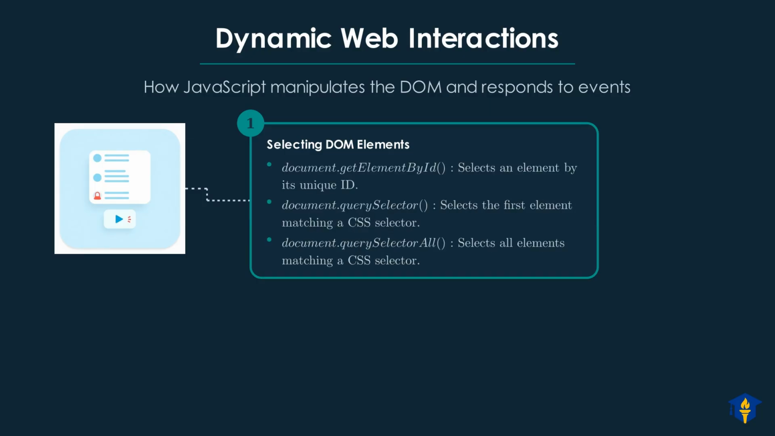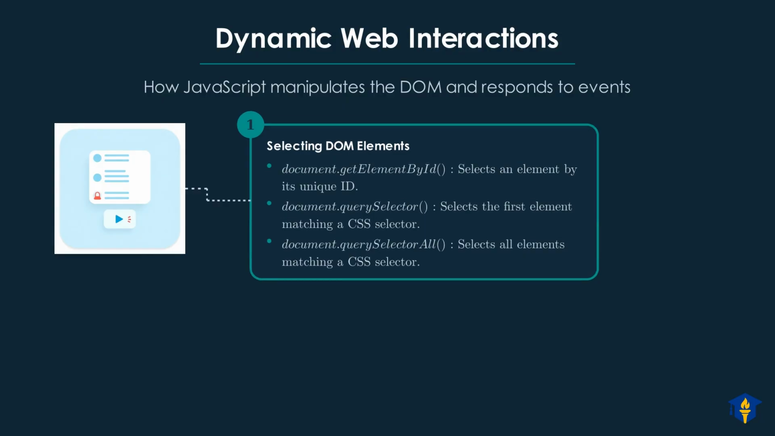document.getElementById allows you to select an element using its unique identifier. document.querySelector helps you select the very first element that successfully matches a specific CSS selector. And document.querySelectorAll selects every single element that matches the provided CSS selector.